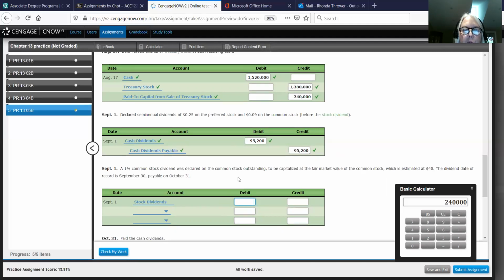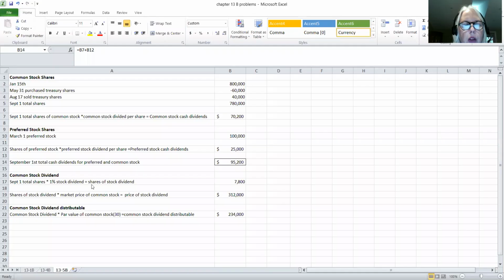Now, what you have to realize is we have to go back to our Excel spreadsheet to determine how many shares of common stock we had at September the 1st. And then we're going to multiply that by the $40, which is the fair market value, and that's how we're going to get the debit amount. So again, I'm going to stop sharing the screen here, and I'm going to flip back up the Excel spreadsheet so we can talk about this particular transaction.